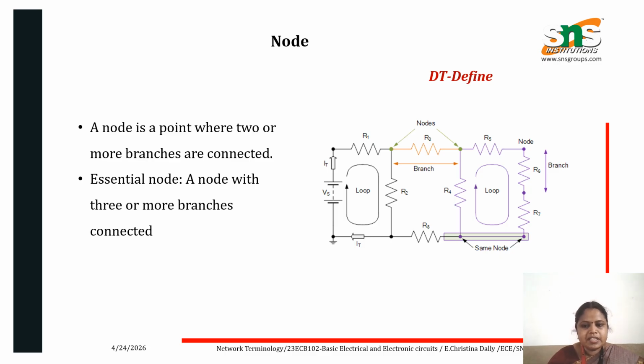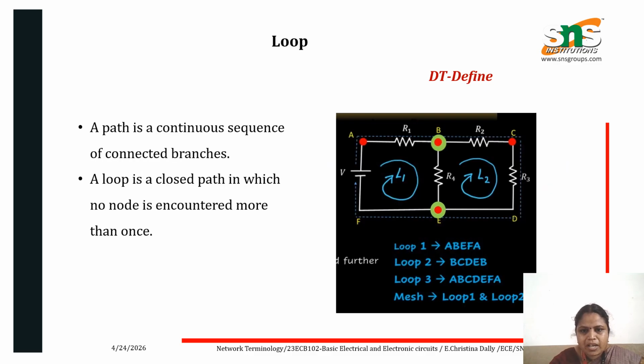The next one, we are going to see the node. What do we mean by a node? A node is a point where two or more branches are connected. What do we mean by an essential node? An essential node is one that has three or more branches connected. This is the difference between the node and the branches. From the figure itself, we have two loops, loop 1 and loop 2. The branch is across the loops and the node is also represented. From the diagram itself we can say what a node and the branches are.